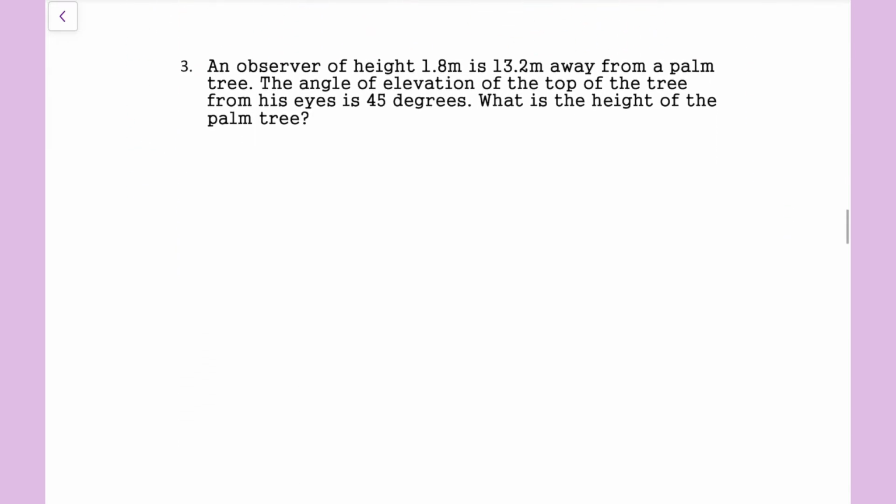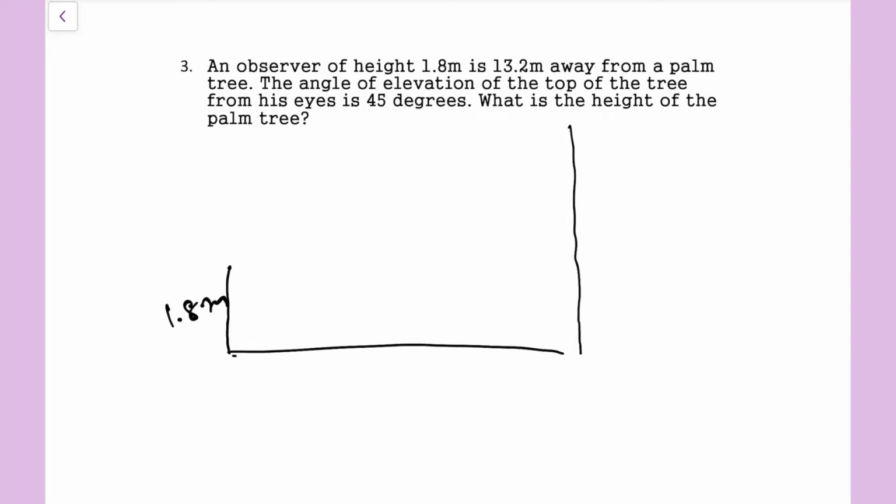An observer of height 1.8 meters. One boy whose height is 1.8 meters is 13.2 meters away from a palm tree. So somewhere here one palm tree is there. This observer is 13.2 meters away from that palm tree.